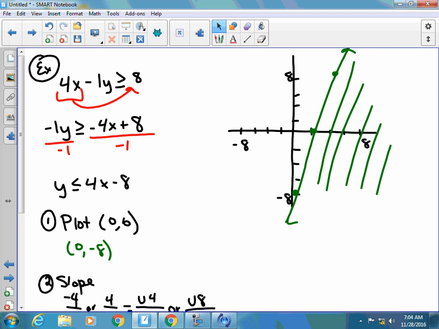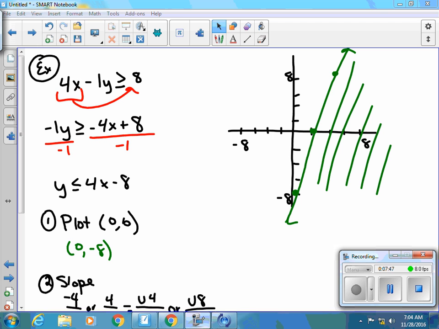All right, so there are times when you will also be asked to graph whether it is a vertical line or horizontal line. The same rules apply. You plot your line, determine whether it's solid or dashed, and determine your shading.